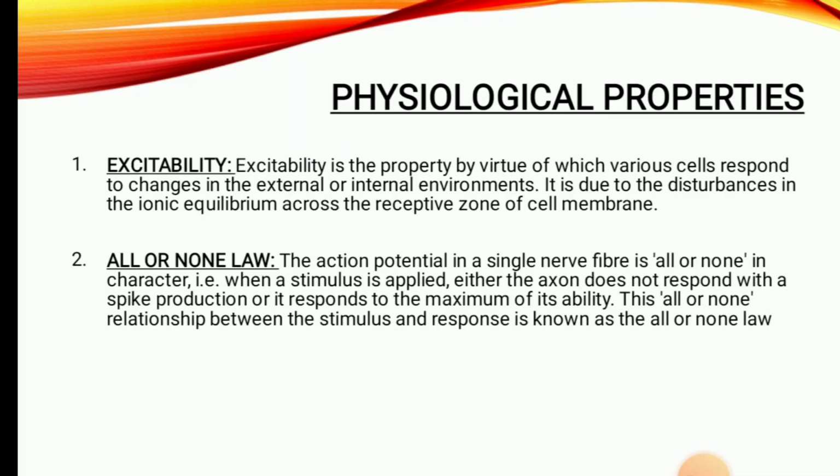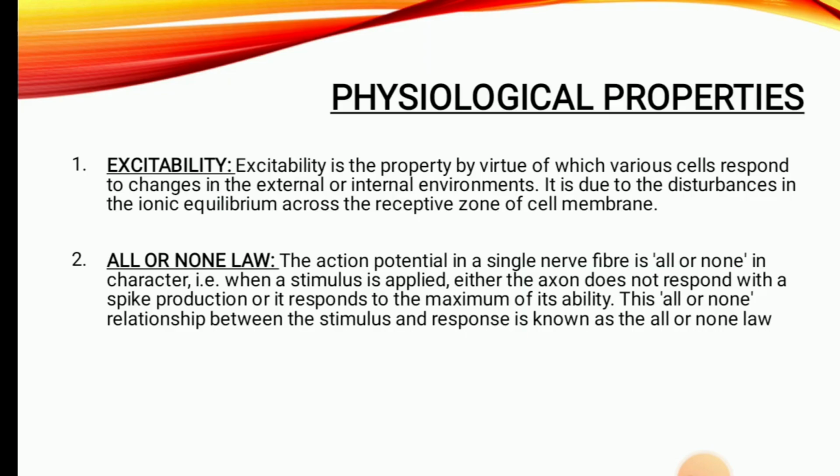So what is excitability? Excitability is the property of the nerve fiber by virtue of which cells respond to the change in the external or internal environments. So that means basically it is the type of response that the cells give to the external and internal environmental changes. It is due to the disturbances in the ionic equilibrium across the receptive zone of the cell membrane.